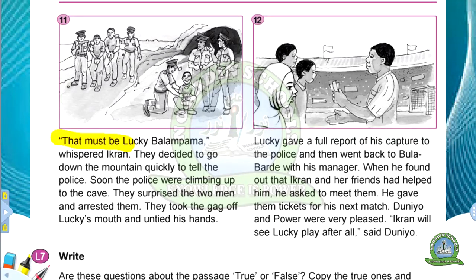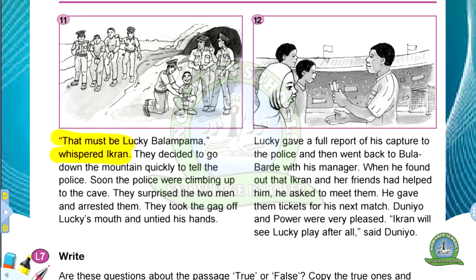In English, so let's translate it into Somali. That must be Lucky Plumpama, whispered Ikraan. Whisper means to speak softly.